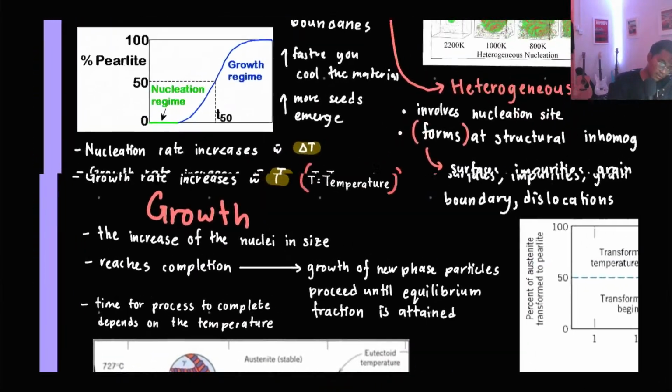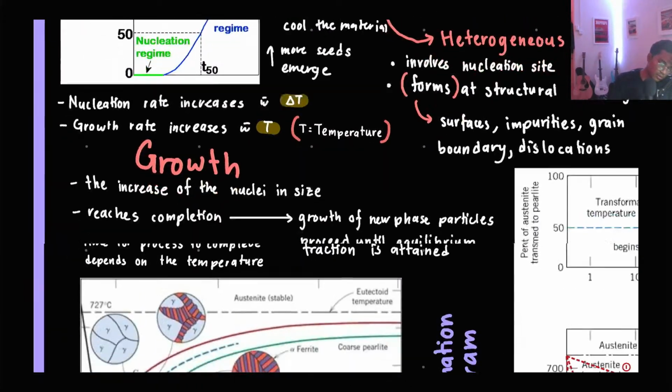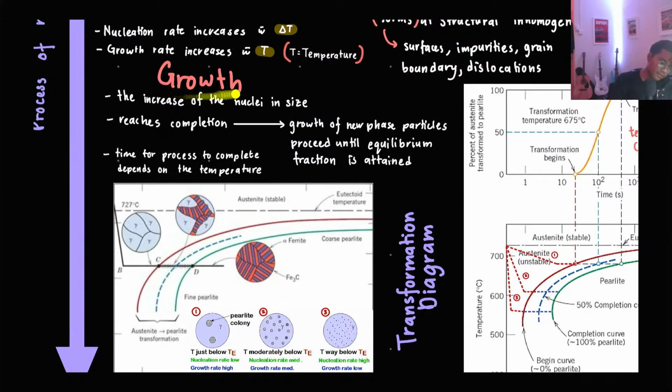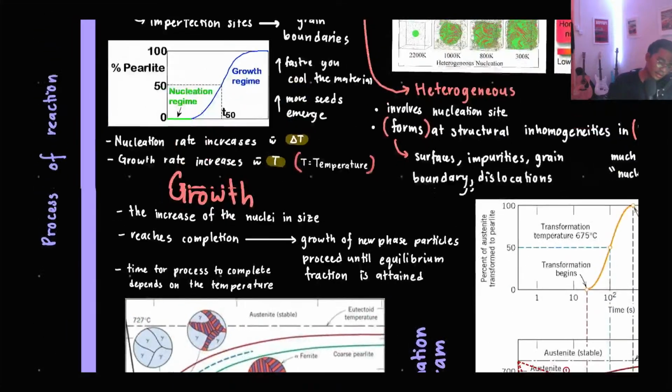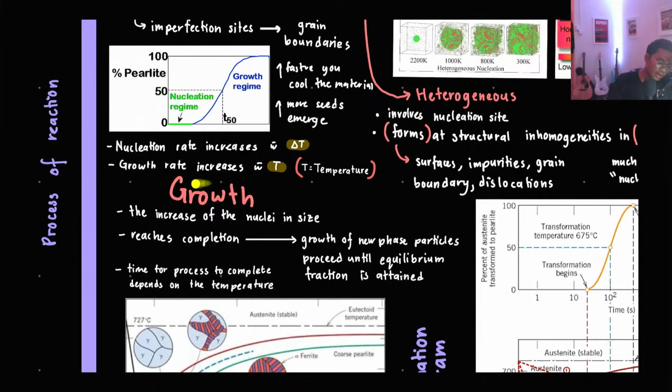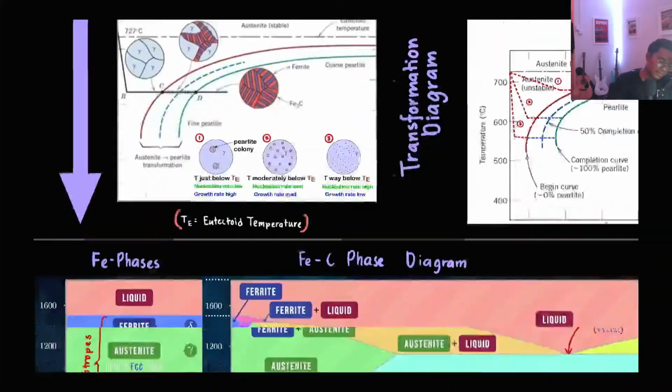So that is nucleation. What about growth? Growth is defined as the increase of nuclei in size. It reaches completion where the growth of the new phase particles proceeds until the equilibrium fraction is attained. It means it meets with other grain boundaries, so it will generate a grain boundary. The time for the process to complete depends on the temperature. So as we said here, the growth rate increases with temperature.